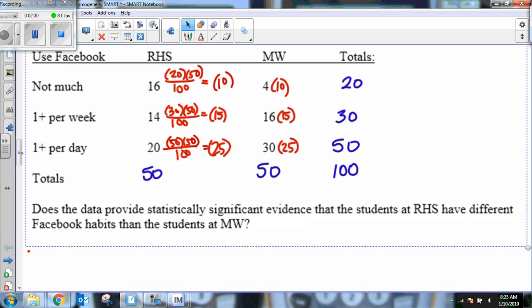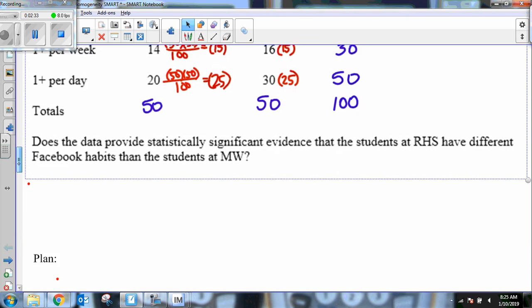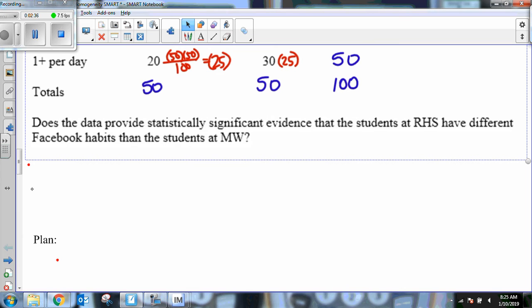All right. So let's go ahead and use these totals now to answer the next question. Does the data provide statistically significant evidence that the students at RHS have different Facebook habits than the students at Mount Whitney? So again, we are hoping to see that Redwood's different than Mount Whitney, because of course, we're Redwood, we're better, right? So we want to see if they're different. That's what we're hoping to show. That would be our alternative. So if we're hoping to show that Redwood and Mount Whitney are different, then what are we supposed to assume? Hopefully you're thinking we have to assume that we're the same.